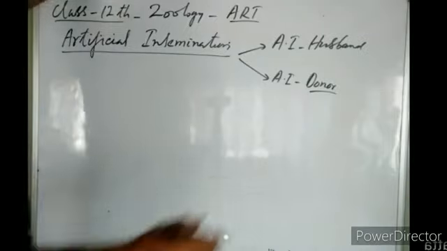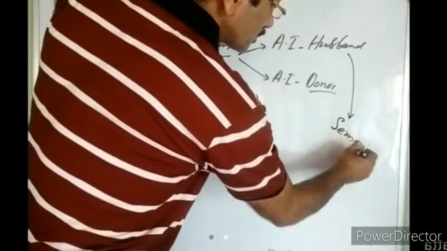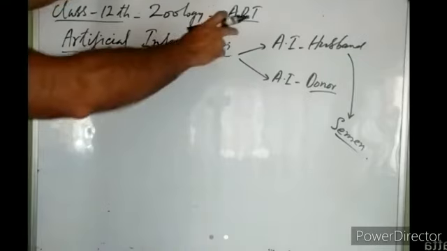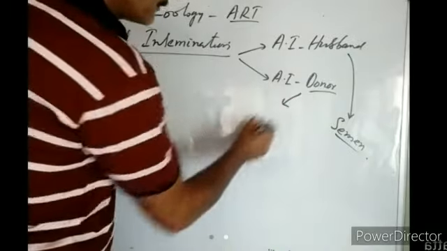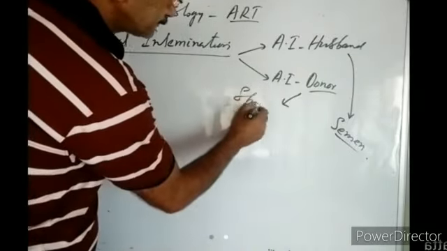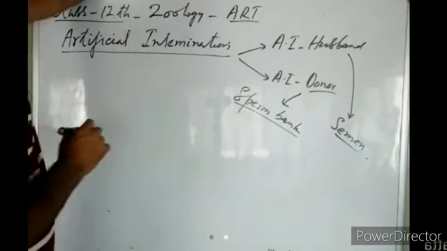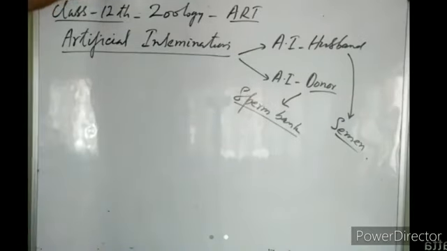When the semen of the husband is inseminated artificially into the vagina or into the uterus of the female, that is known as artificial insemination husband. When the husband's semen is used for deposition in the vagina or in the uterus by artificial means, that is known as artificial insemination husband. Sometimes semen is obtained from a sperm bank, and this semen obtained from the sperm bank is artificially introduced into the vagina or into the uterus of the female. Then it is known as artificial insemination donor, right?